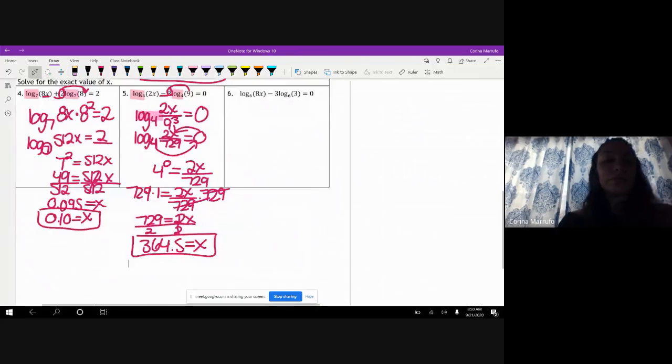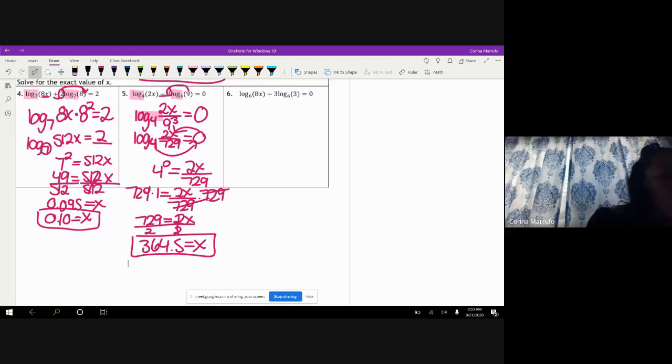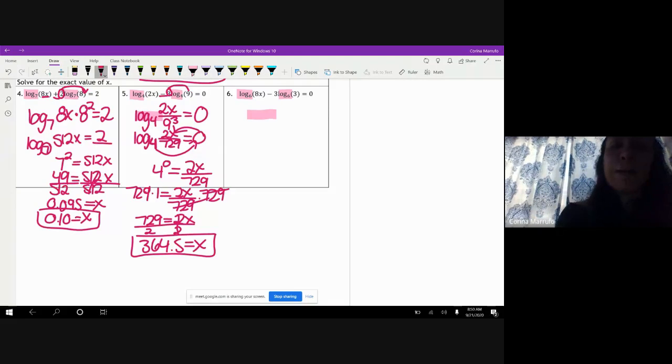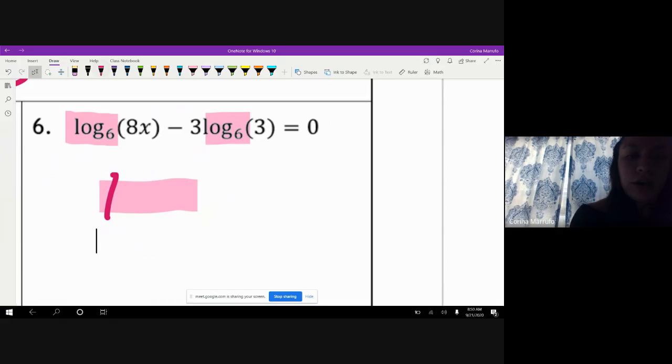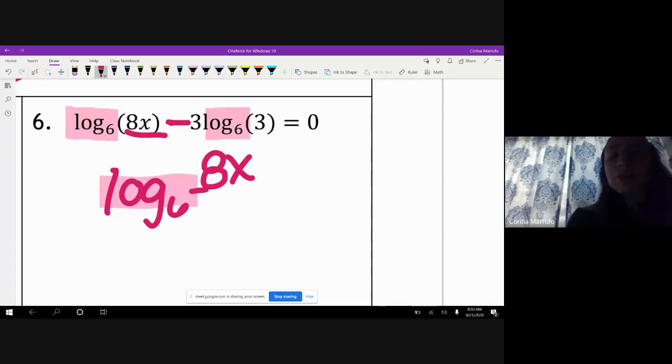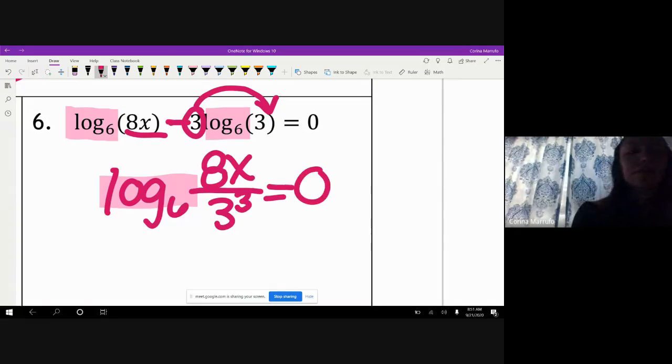All right, the next one. So we're going to do the same thing again. We're going to condense it. So we have log base 6 and log base 6, so we're going to combine it into 1. And we have, let me zoom in, log base 6, and then I'm going to have an 8x. And then on the bottom, since it says minus, that means we're going to have division. And then this 3 in front of the log is going to go as an exponent, so it'll be 3 to the third power equals 0.